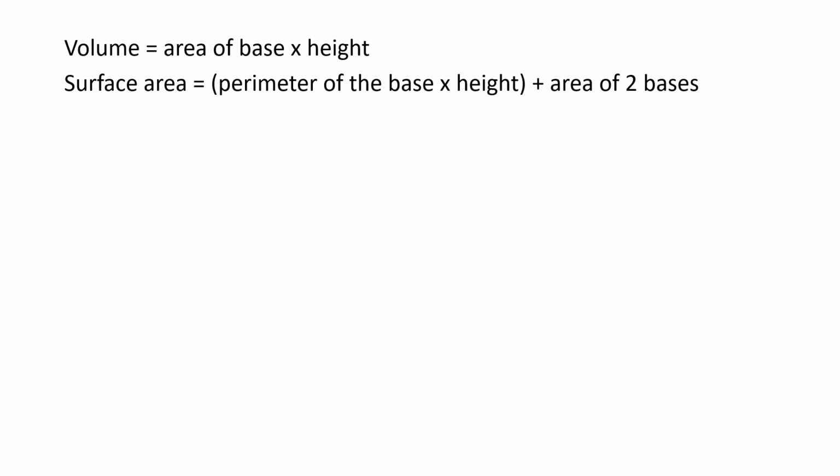Surface area, you're going to find your basic shape, find the perimeter of that base, and multiply it by the height of the object. That's technically what's called your lateral surface area. Then you're going to add that to the area of the two bases, and that's it.